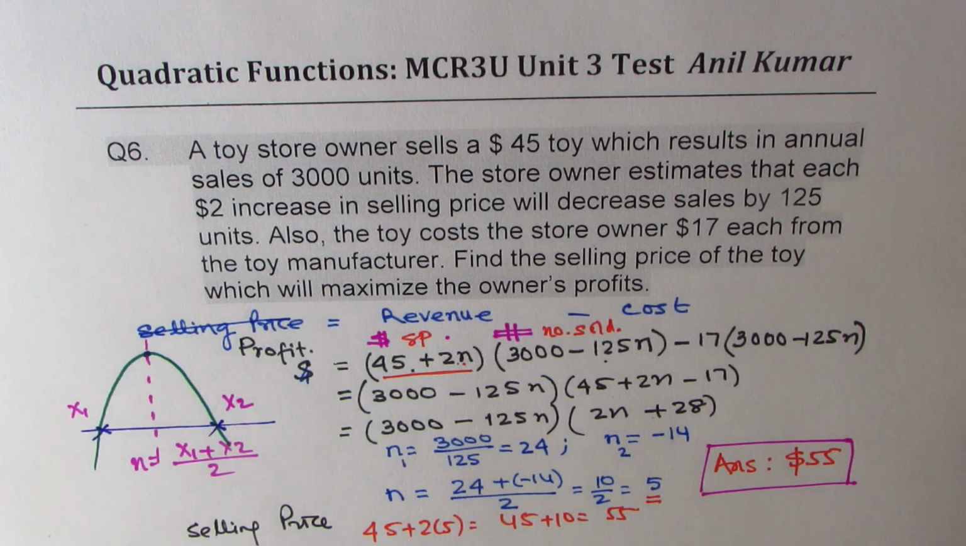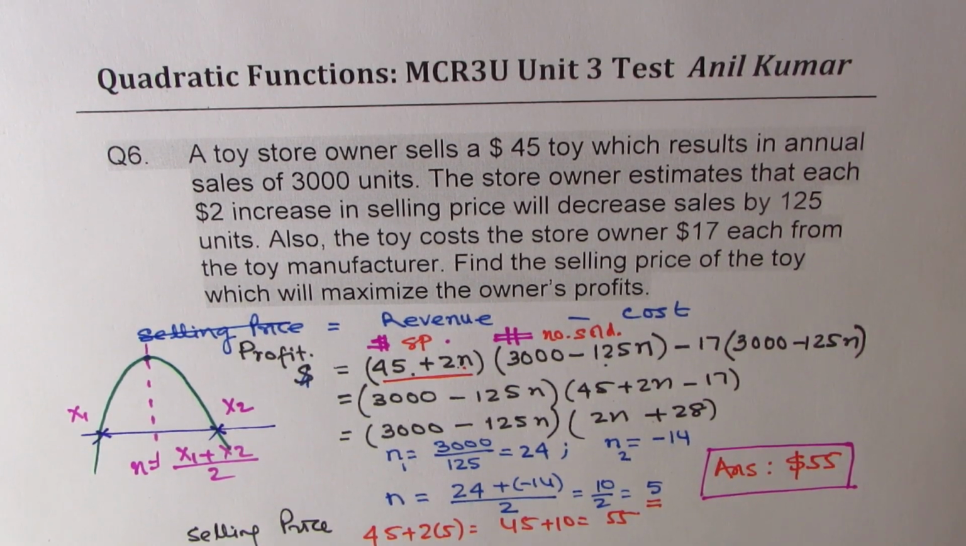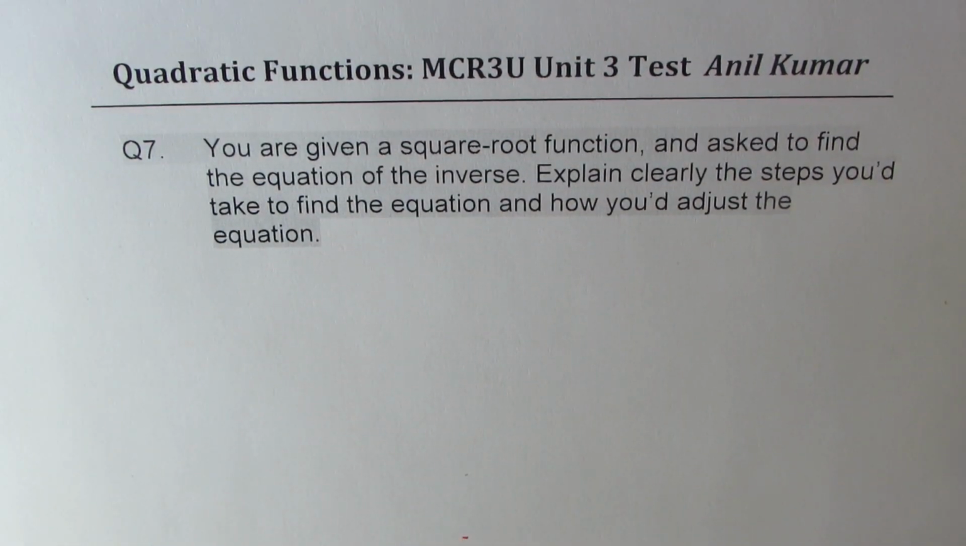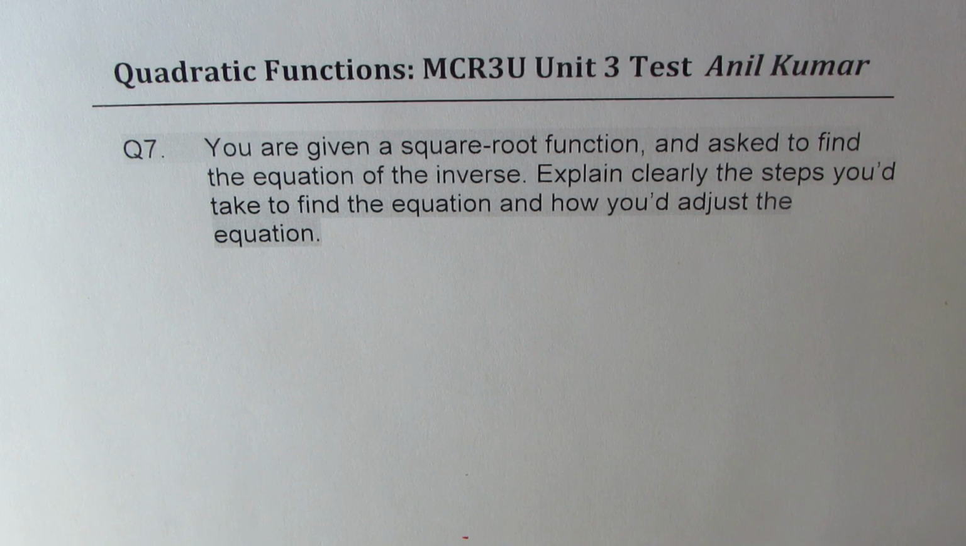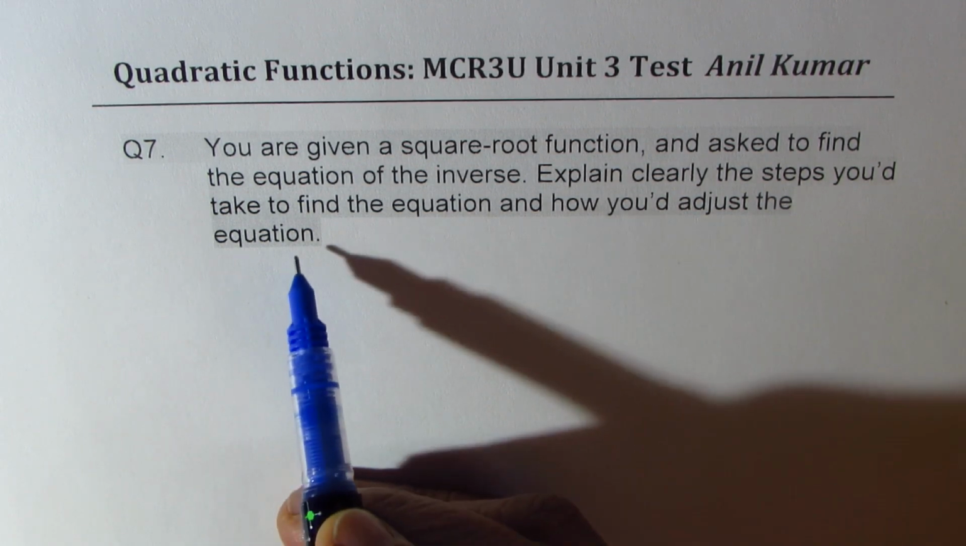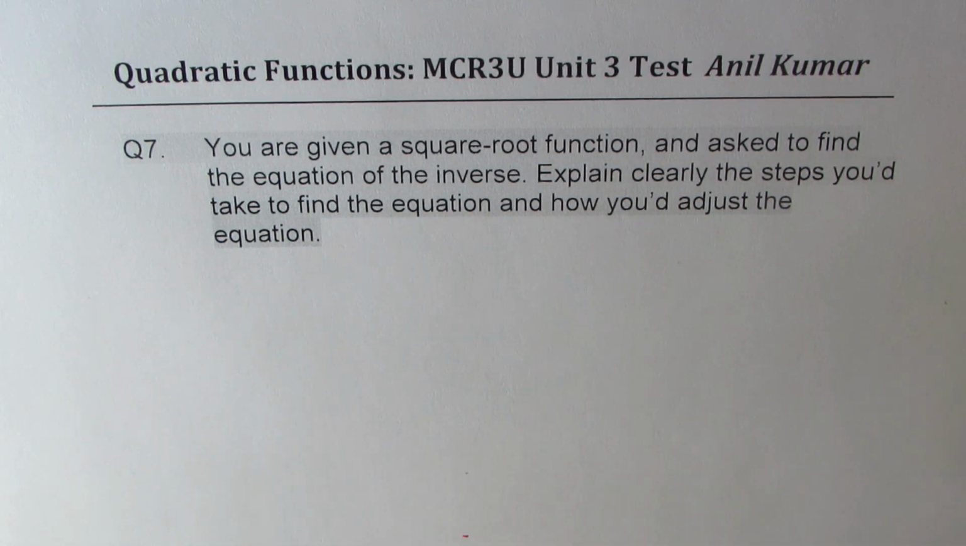So we are almost at the end. We'll do now question number 7 and 8. Question number 7. You are given a square root function and asked to find the equation of the inverse. Explain clearly the steps you would take to find the equation and how you would adjust the equation. Now this is an extremely important communication question.